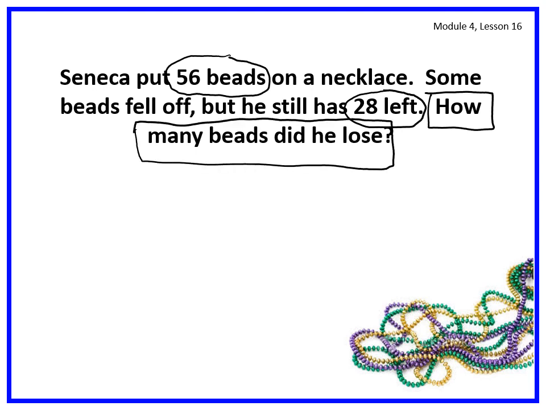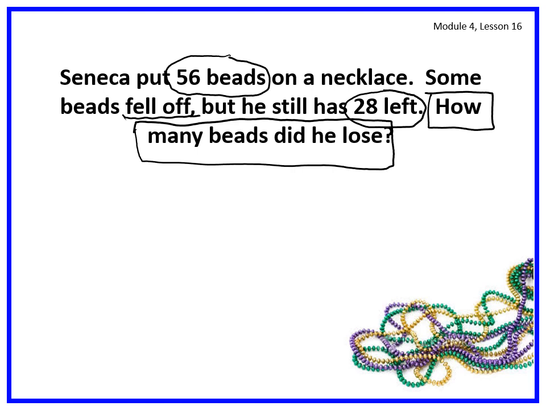Now we need to think back and see what important information stands out to us in this problem. So when it says some beads fell off, but he still has 28 left, that tells me that some of them came off, so I'm going to be subtracting. So I'm going to underline fell off because those were keywords for myself. Now I'm going to pick and choose the strategy that works best for me. And right now I'm going to put this into an equation first.